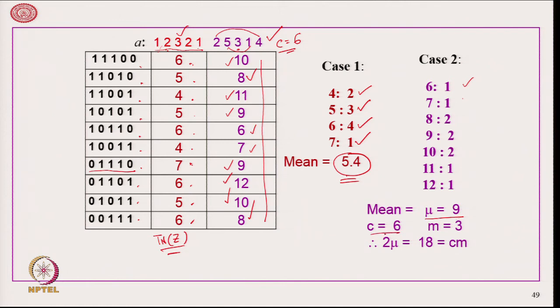C is equal to 6, we have already calculated. Therefore, twice mu is equal to 18, which is equal to Cm, where C is equal to 6, m is equal to number of x is equal to 3. And we can see that this is symmetric around the mean. It is not a proof, because the proof we have already given. This is only to visualize the result.